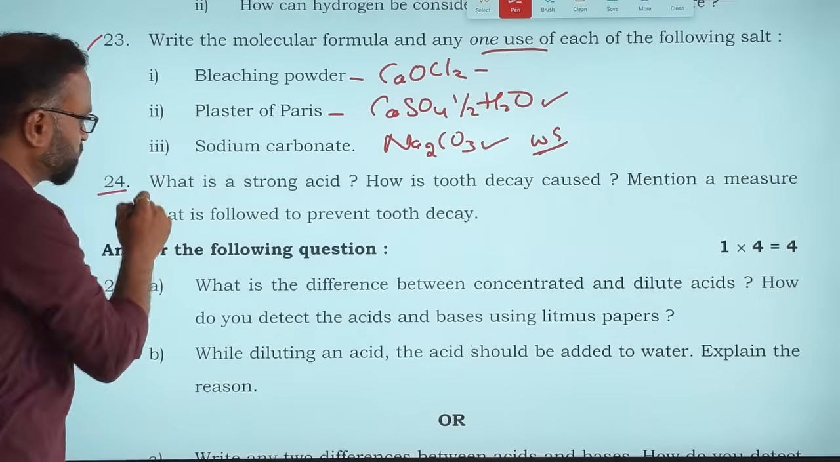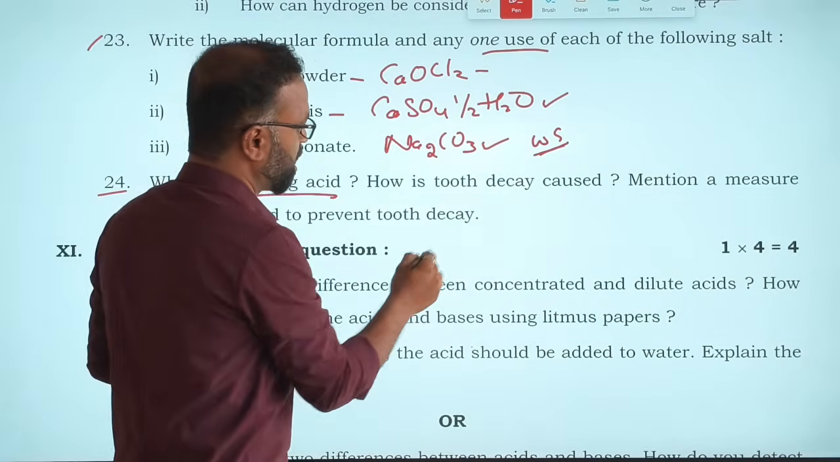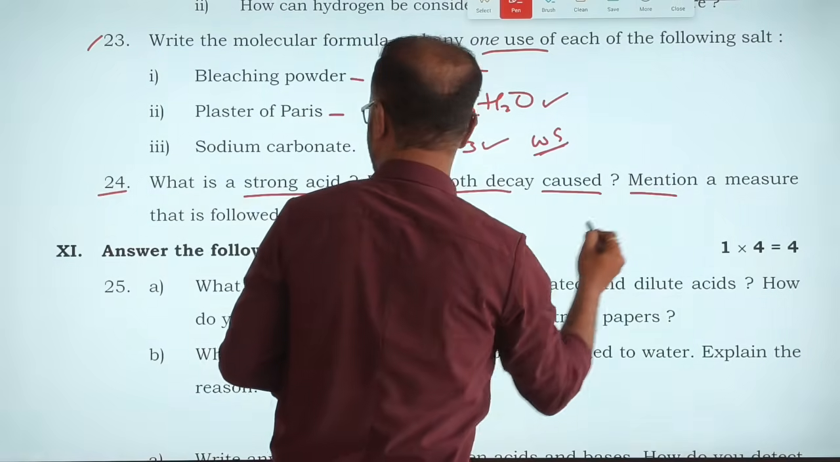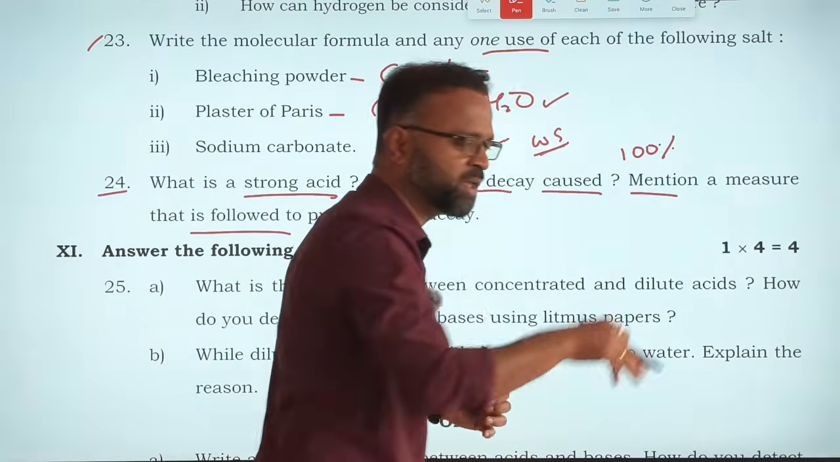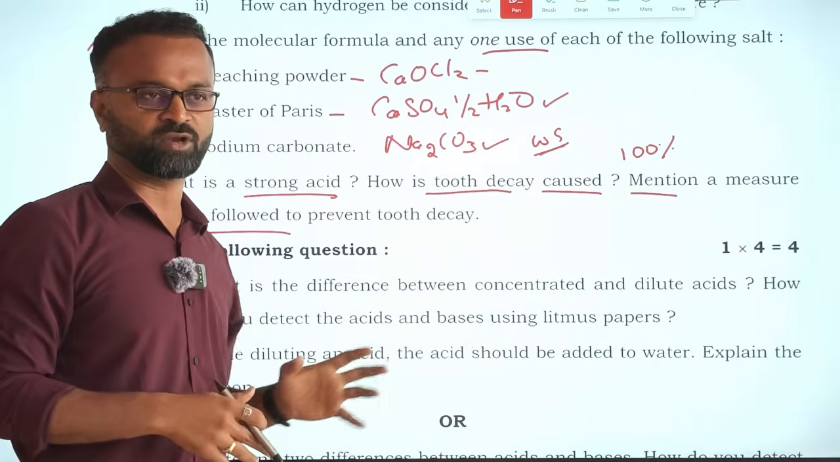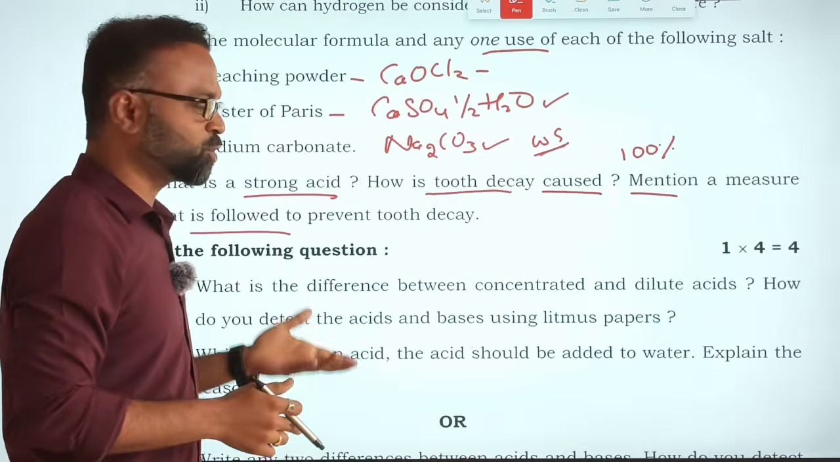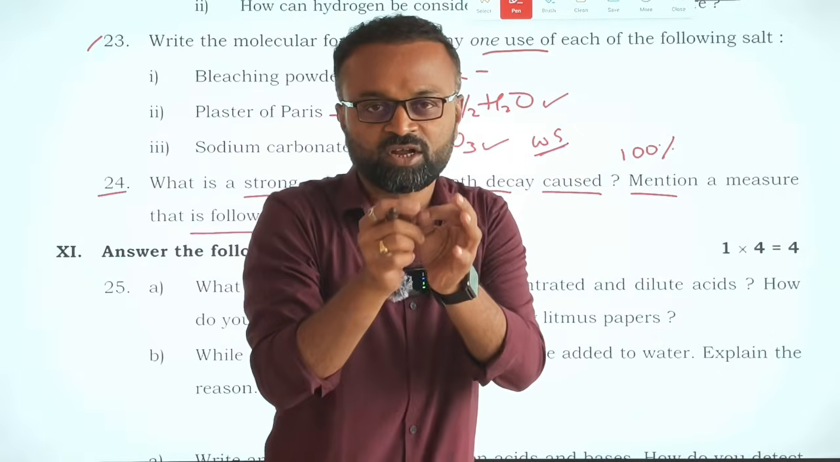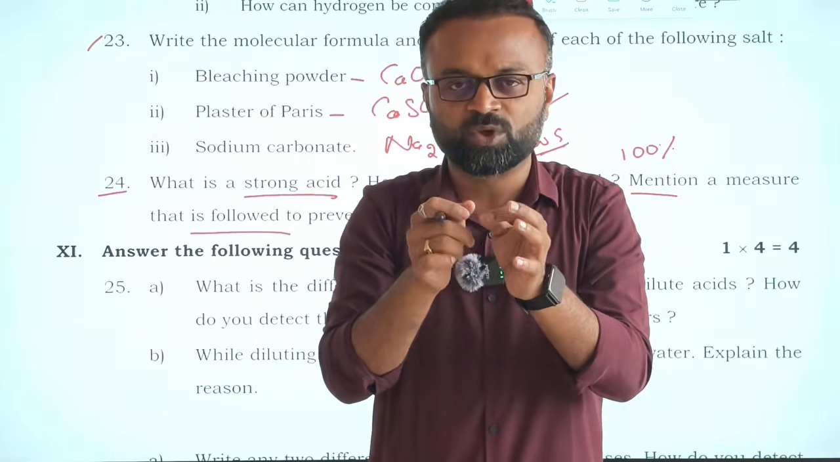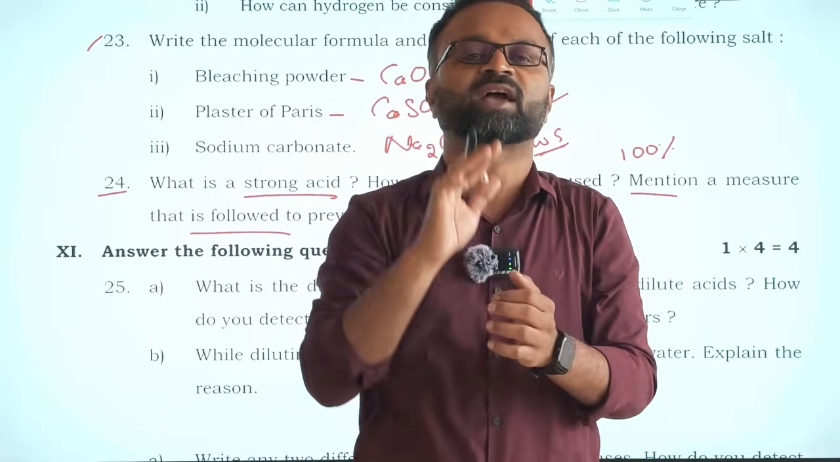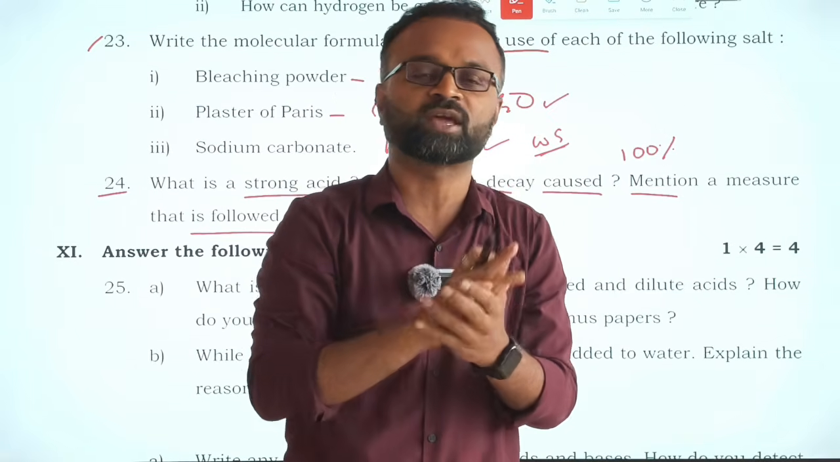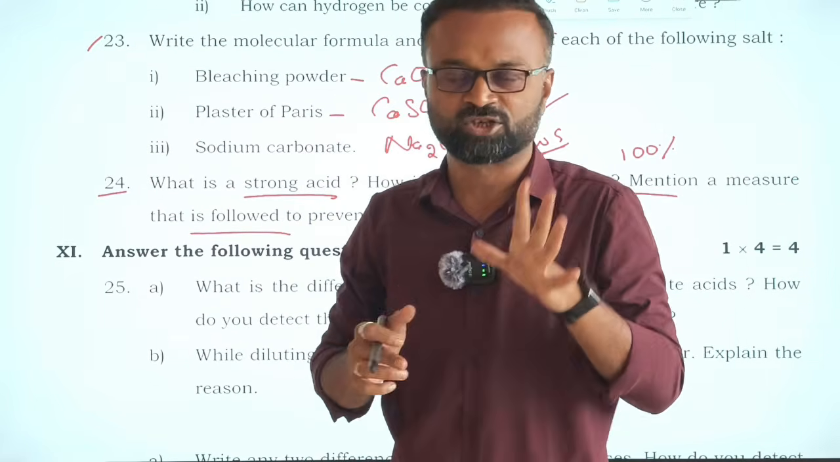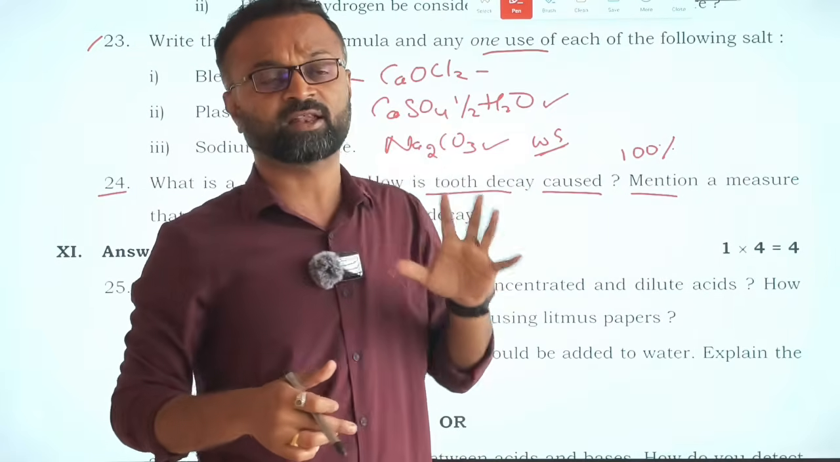Next question, 24th question. What is a strong acid? How is tooth decay caused? Mention the measure. This also I told you 100% it will come, and it has come. Every year it will come; in the board exam also this question will come. First, what is a strong acid? The acid which in its aqueous state produces a large number of H+ ions, or is completely ionized to produce H+ ions, we call a strong acid, like H2SO4, HCl and so on.